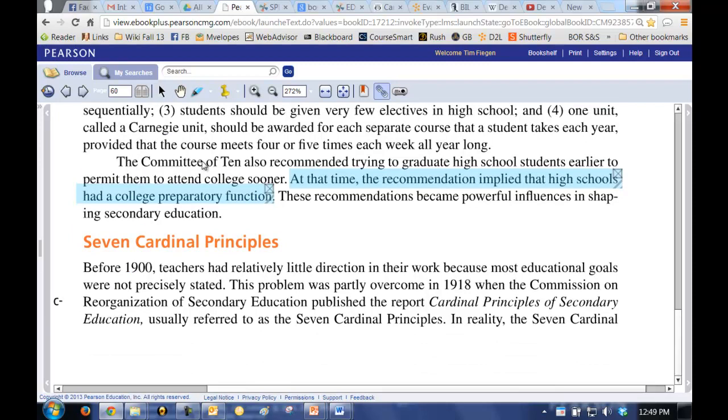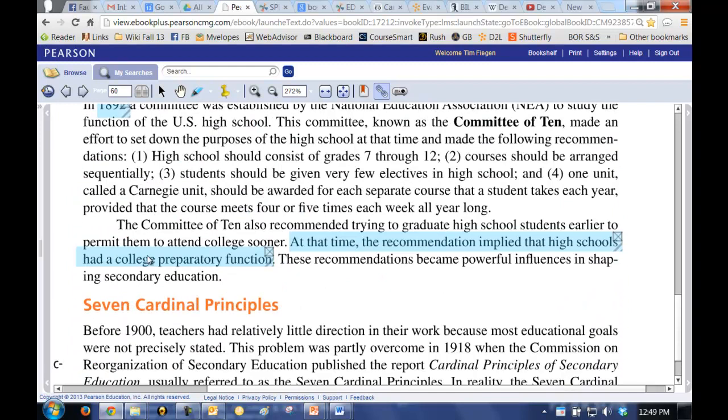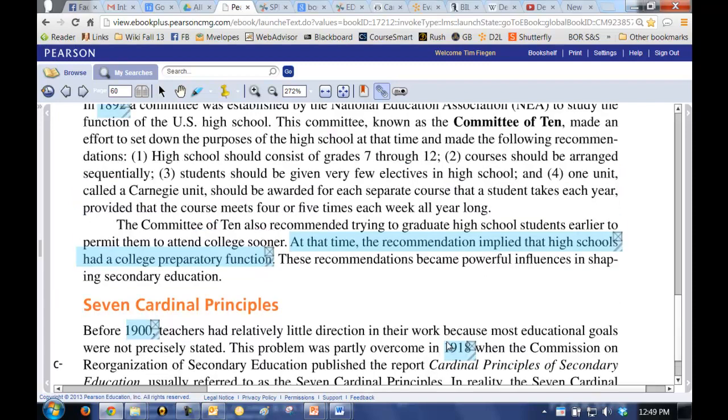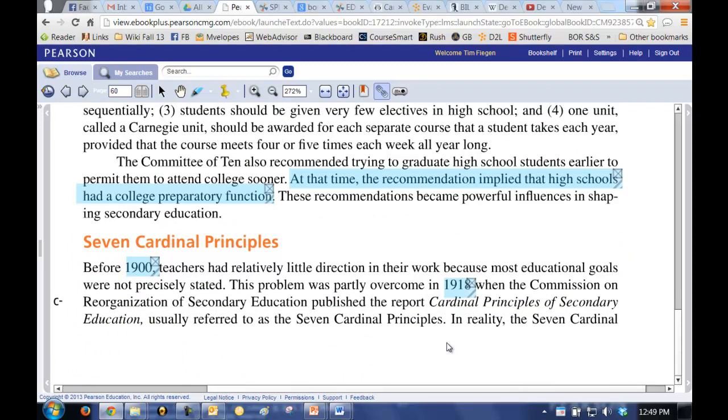Then the 7 cardinal principles. This was just 8 years later, 1918, I guess it was, the Commission on Reorganization of Secondary Education. It's interesting, 20 years later they're going to reorganize. We adopted the Committee of Ten's recommendations, and now 20 years later we're going to come up with the 7 cardinal principles because we passed another piece of federal legislation, the Reorganization of Secondary Education Act. The cardinal principles of secondary education refer to the 7.